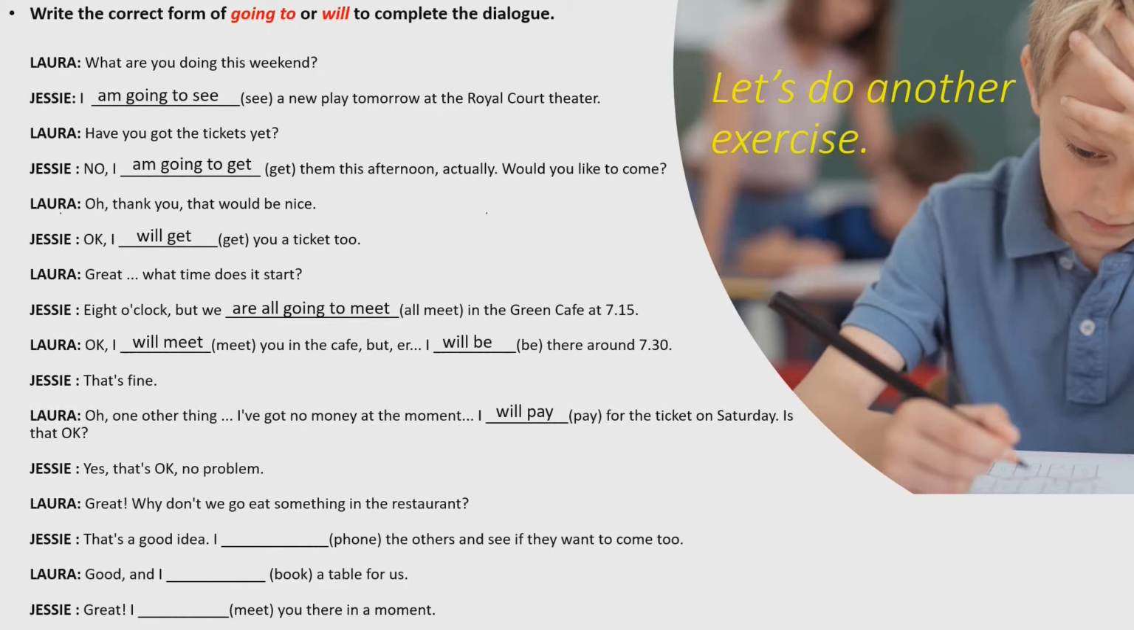Jessie says, yes, that's okay, no problem. Great, why don't we go eat something in the restaurant? That's a good idea. I will phone the others and see if they want to come too. So this is a decision made on the spur of the moment. So this Laura hasn't planned, hasn't made any plans to go eat something in the restaurant.